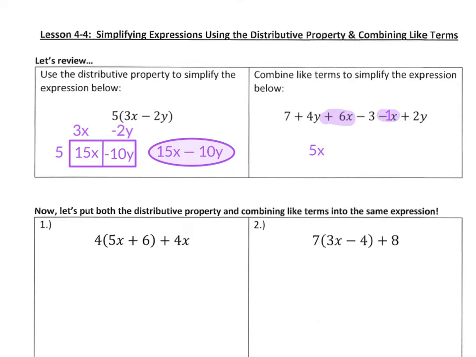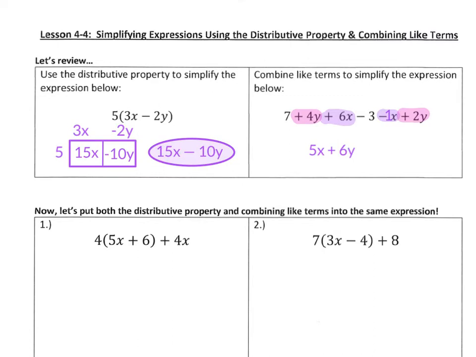And then I look through, and now I see the y variable. So when I look for my y, I see 4y plus the 2y. Those are like terms that I can put together. 4 plus 2 is 6. So after my 5x, I'm going to put plus 6y.